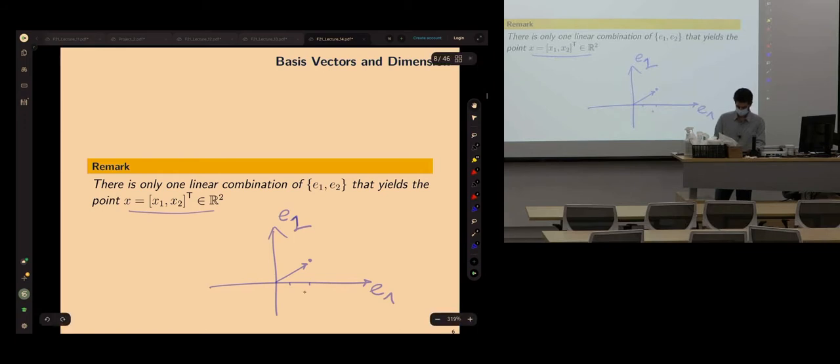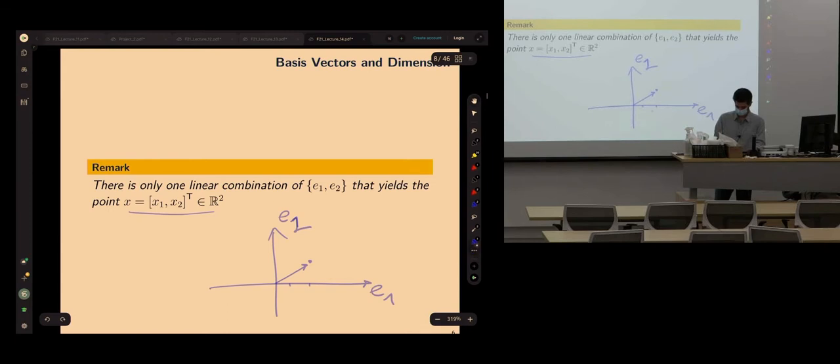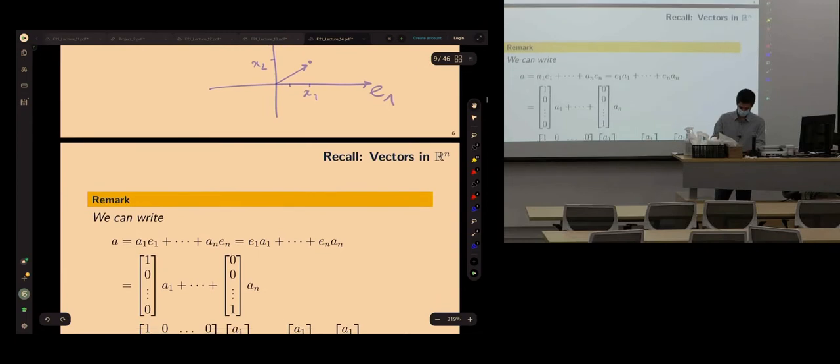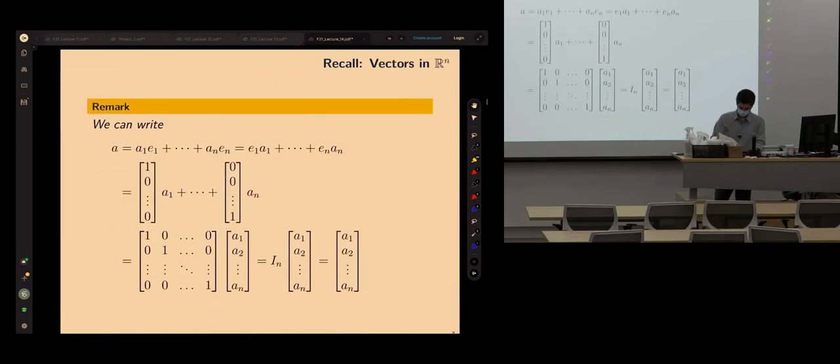Then this would be x1 and x2. Now I'm going to go back to two slides that we had a few lectures ago, more than a few. It was maybe 7 lectures ago. You probably don't remember, so I have to add it here.